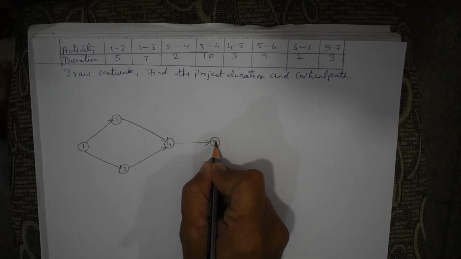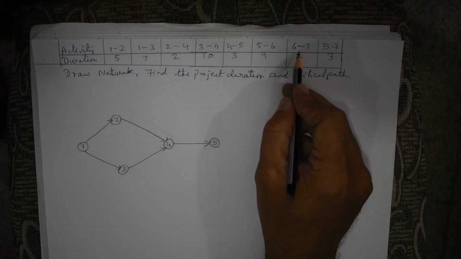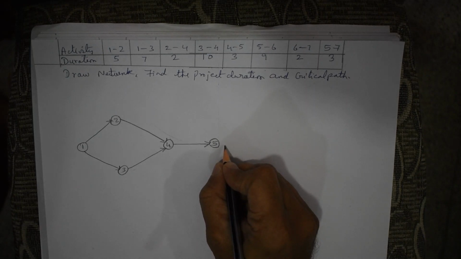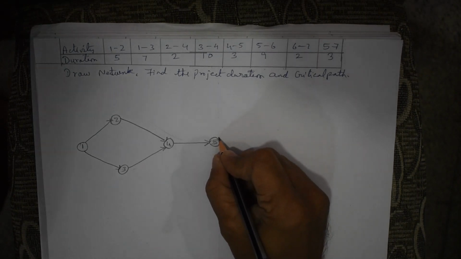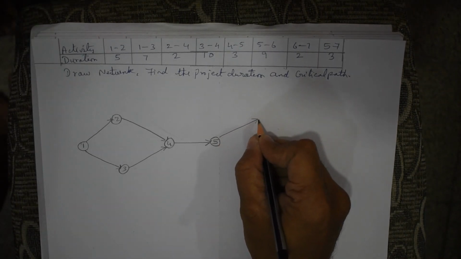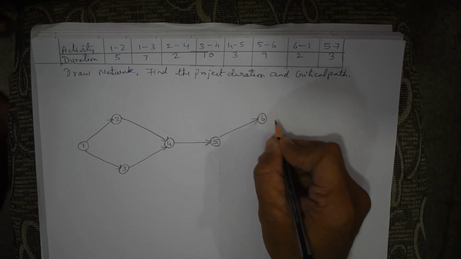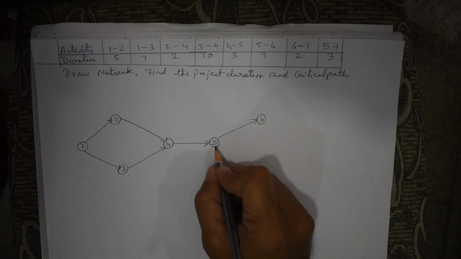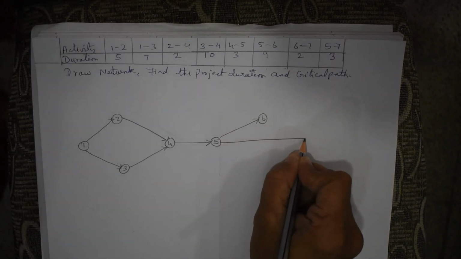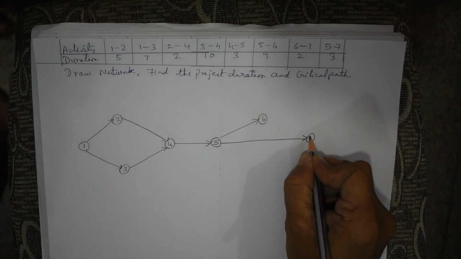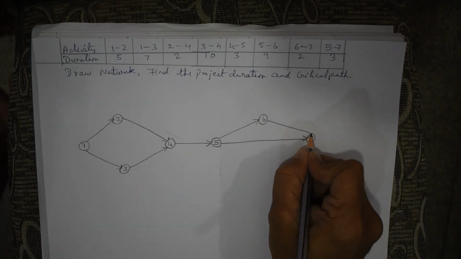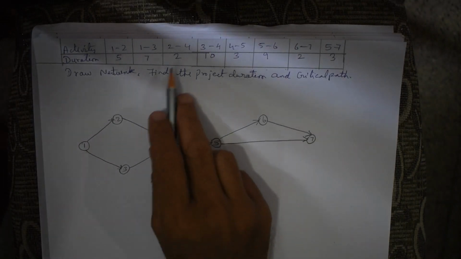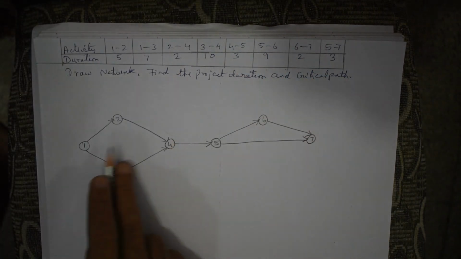4 to 5. 5 to 6, 6 to 7, 5 to 7, which means 7 is the last point. So I'll take 7 here, 5 to 7 and 6 to 7. So I have actually completed the network diagram.